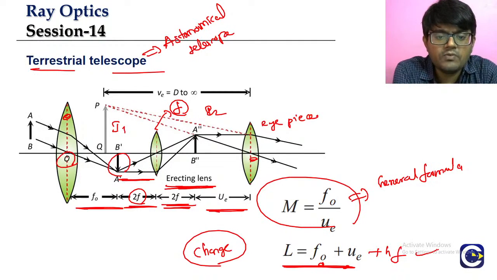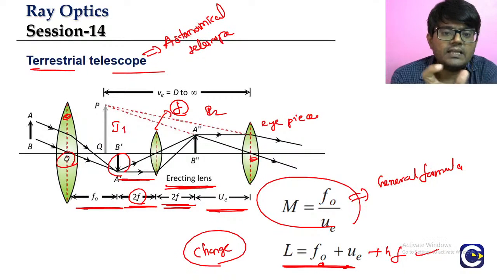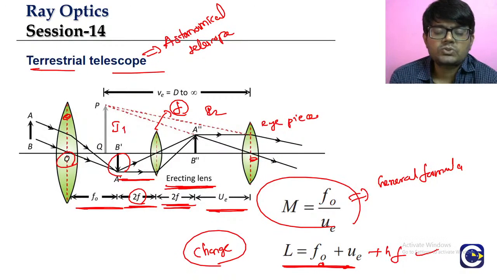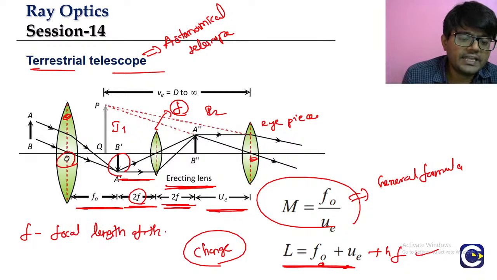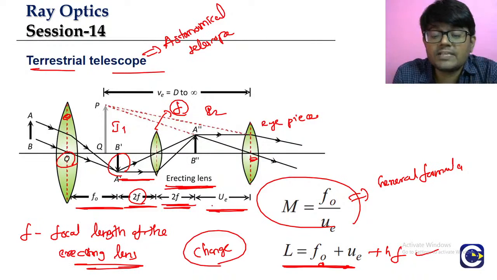Length of the telescope will be what? Whatever the length you have in the astronomical telescope plus 4f will come. What is the f? F is the focal length of the erecting lens. The only thing that we need to remember is what?